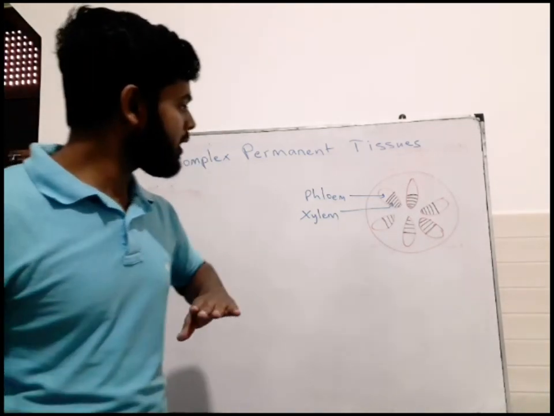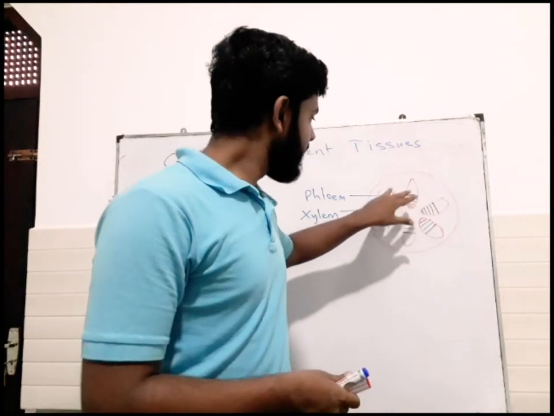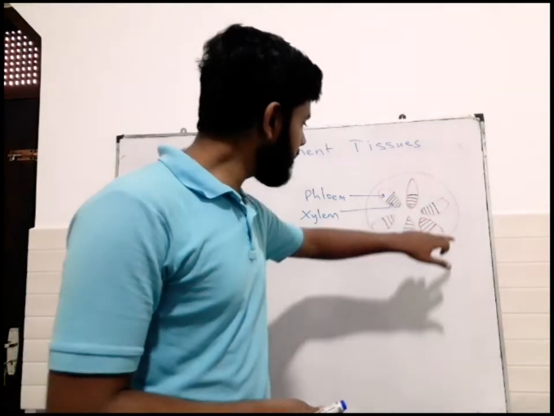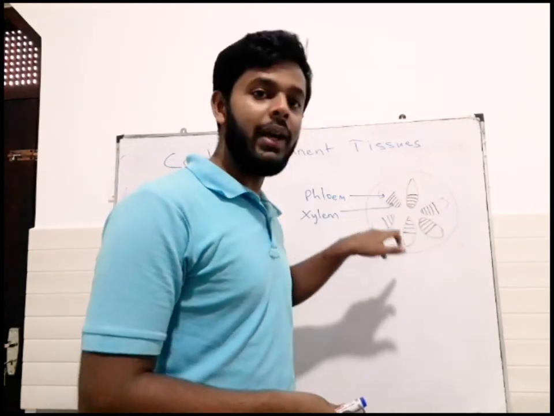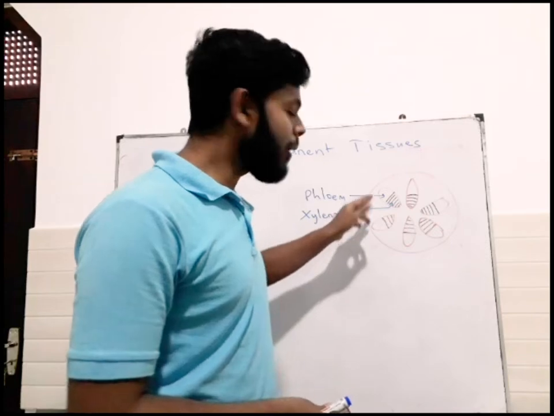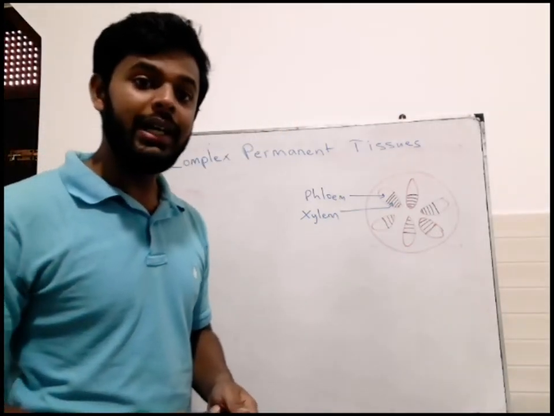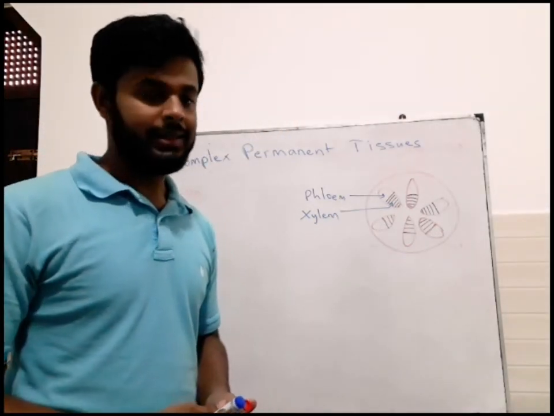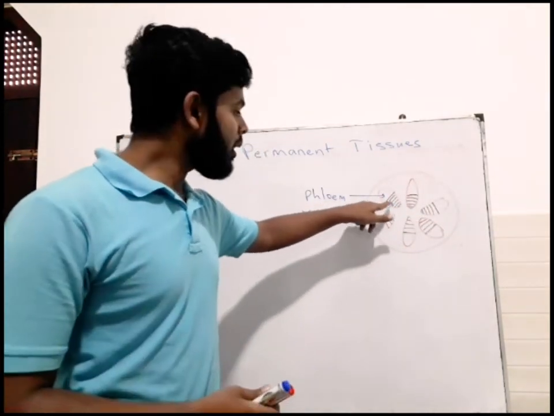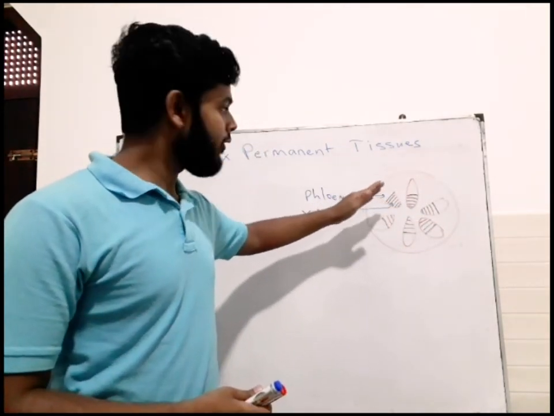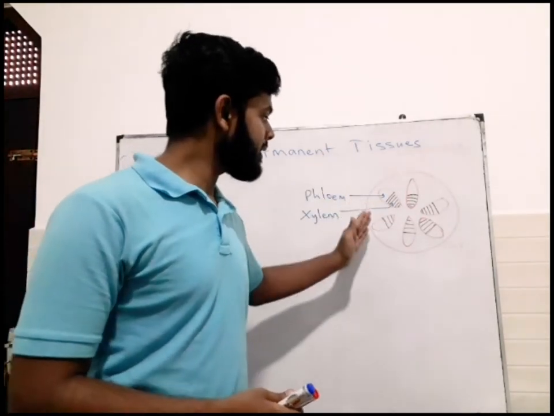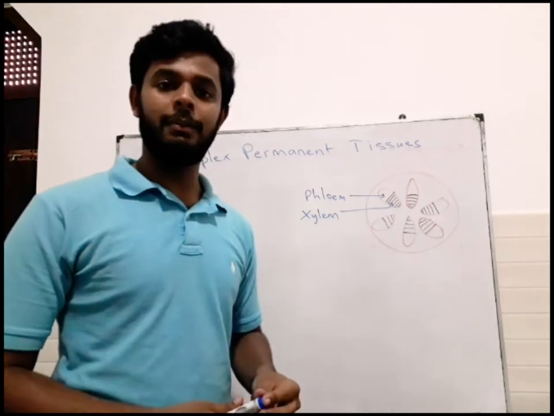When we take a cross section of a plant stem, these xylem and phloem are present in vascular bundles. These vascular bundles are present in a radial way in a stem. The phloem and xylem present together, we call it vascular bundles. These vascular bundles are arranged in a radial way. The phloem is always present facing the outside, and xylem is always present facing toward the inside of the plant.